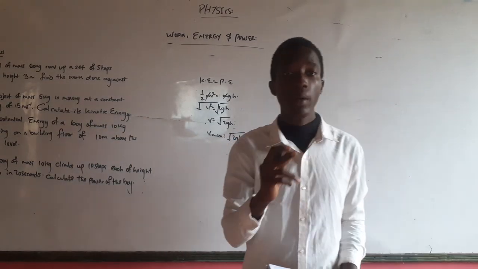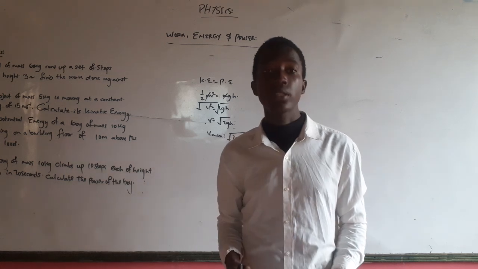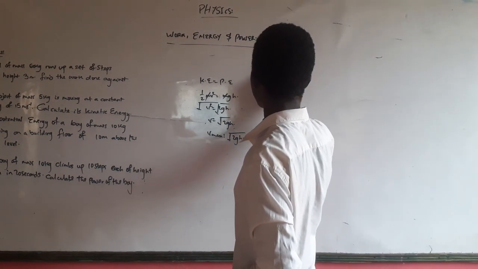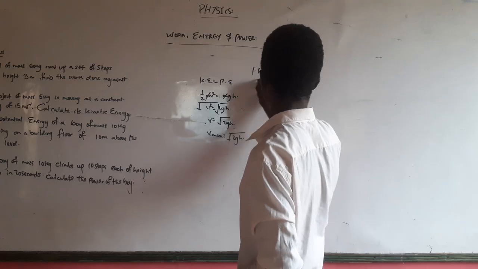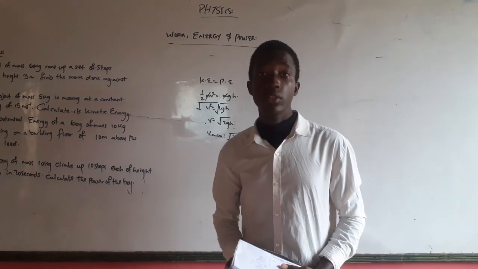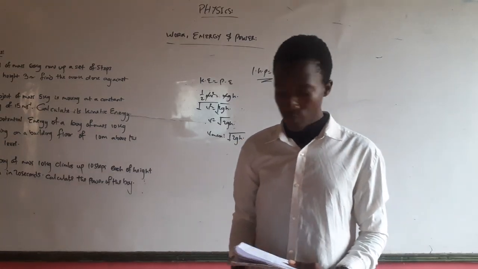Let's solve some questions, but before I go forward, I want you to know that 1 horsepower is equal to 746 watts. So 1 HP equals 746 watts. Power is measured in watts, while energy and work are measured in joules.